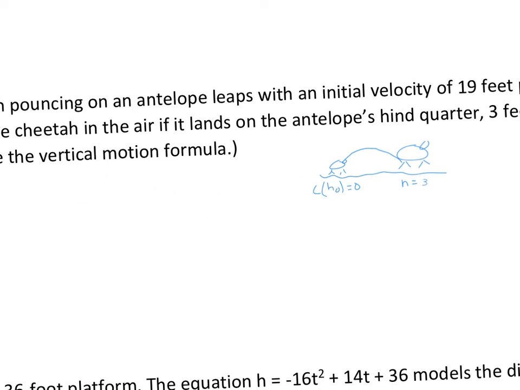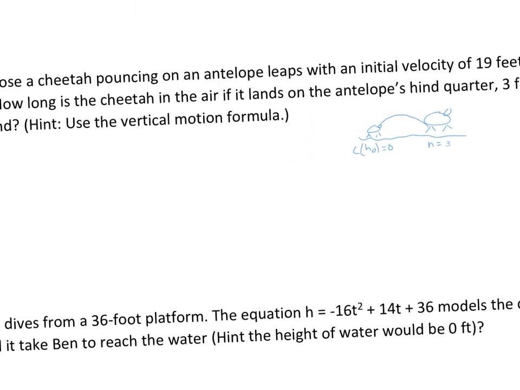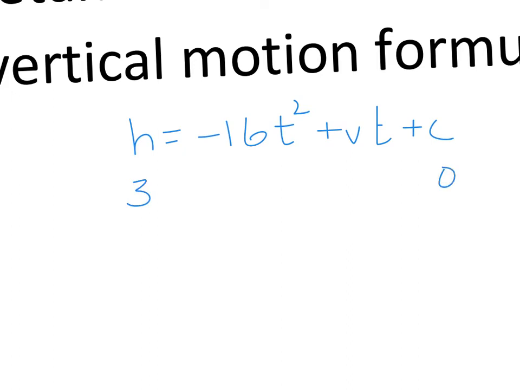okay? All right, so now you have to use the vertical motion formula. So utilize your notes there if you need to. So h equals negative 16t squared plus vt plus c. So we know he's landing 3 feet. We know his starting height is 0 feet. We know negative 16t squared.